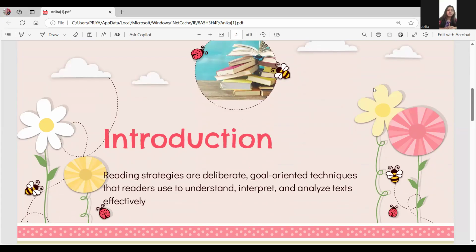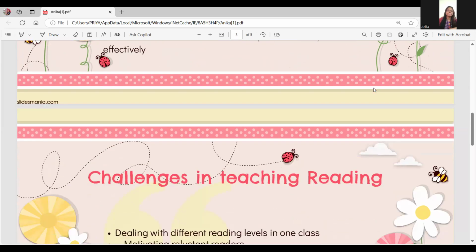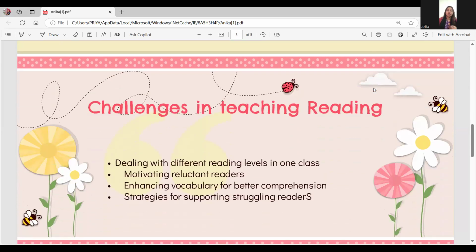In the introduction, reading strategies are deliberate, goal-oriented techniques that readers use to understand, interpret, and analyze text effectively. So now we will discuss the challenges in teaching reading.